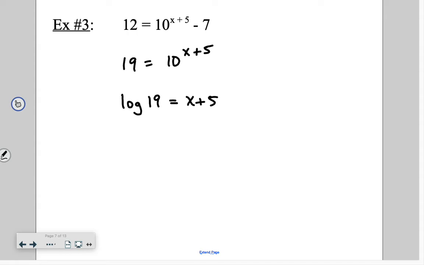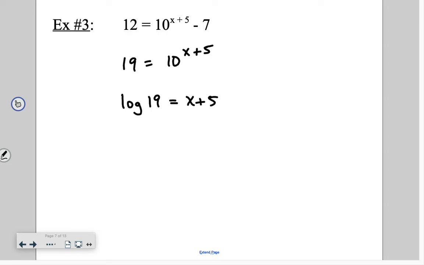Log of 19 is where you're going to need the calculator. You can't take 10 to some nice power and get 19 as an answer. So there's your calculator, and then subtract 5 over. As we do this one, what do you get? What is the log of 19? Help me out. What is it?